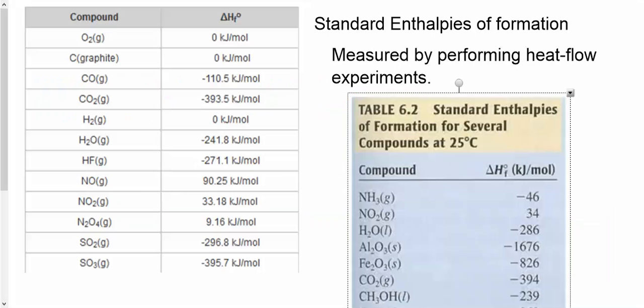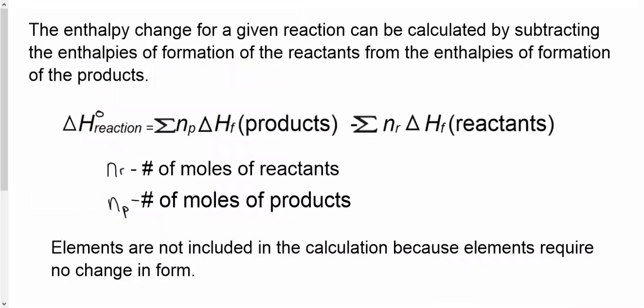Here are a couple of different reference charts that you would use that give the delta HF, or standard enthalpies of formation, for several compounds. Notice it gives O2 at 0, H2 at 0, graphite 0, and you can look at the various other ones. We'll be referring back to these in just a minute. Now, how do you use these?